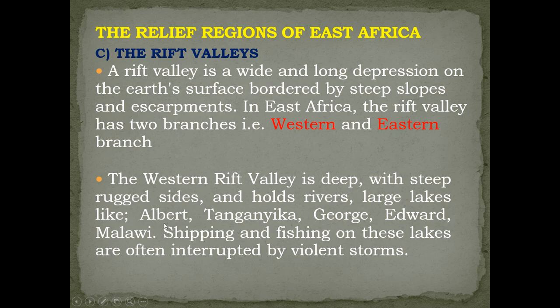For example, in western Uganda, we have Lake Albert. It is found in the Rift Valley. We have Lake George, found in the Rift Valley. We have Lake Edward, found in the Rift Valley. Then when you go to western Tanzania, we have Lake Tanganyika, and then Lake Malawi, although it is in Malawi, but some part is in Tanzania. That's why we identify it within East Africa, because a certain part of Lake Malawi is at the border with Tanzania.